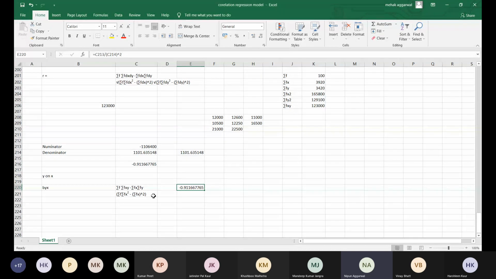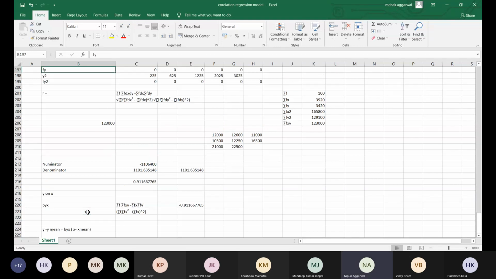Fine. Now the last thing you have to calculate is the constant. For the constant, what I have discussed is that it is y minus y bar. So this y on x equation becomes y minus y mean is equal to, now the a gets eliminated, byx times x minus x mean. Fine. So you can calculate y mean and x mean from the data.